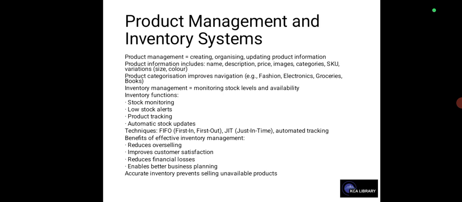So what is inventory management? Inventory management simply means monitoring stock levels and availability to know, okay, there are 10 of these say products, but now we only have 5, okay, and you'll be giving alerts on them. Okay, so the techniques you can use is FIFO, that is first in, first out. You can use just in time, JIT, or you can use automated tracking. But there are a lot of benefits for this. It reduces overselling, it improves customer satisfaction, reduces financial loss, and enables better business planning.